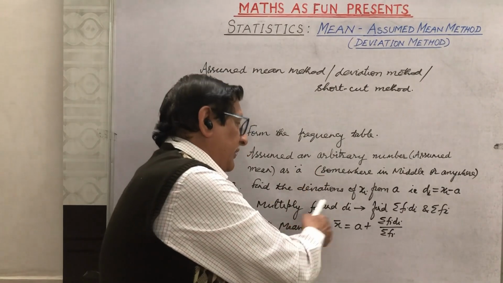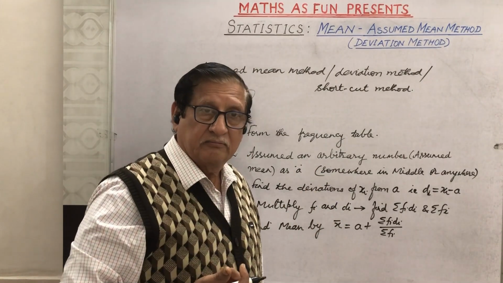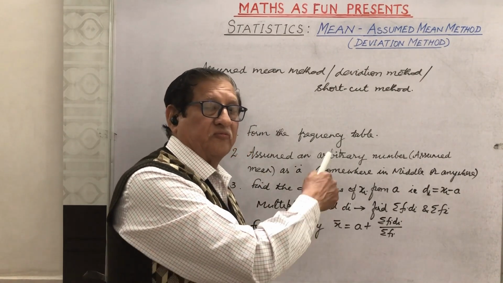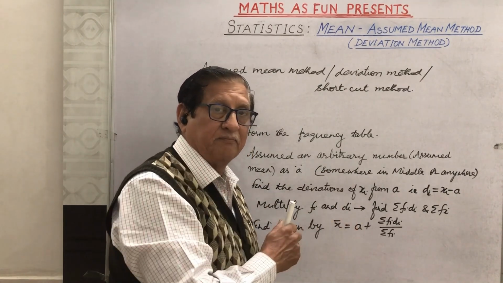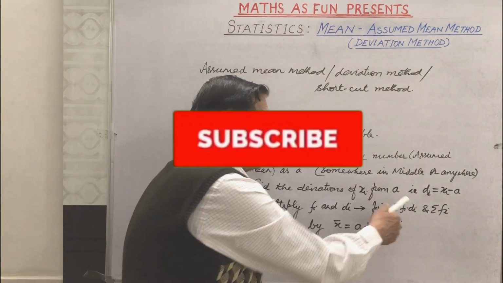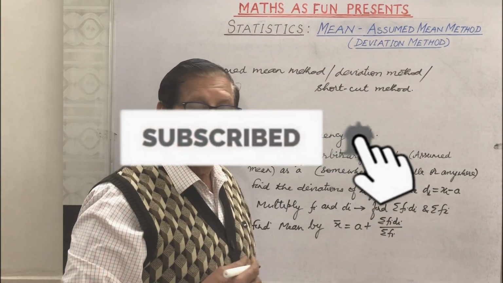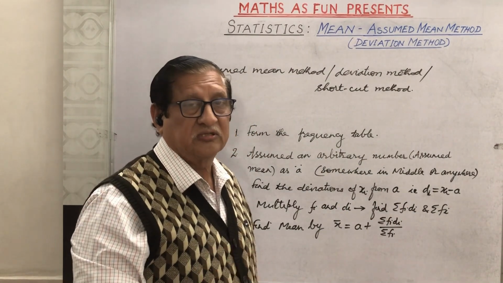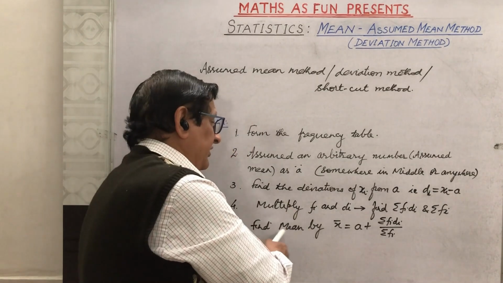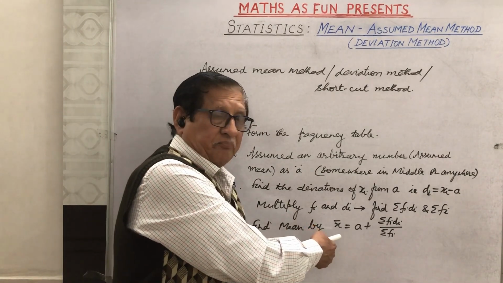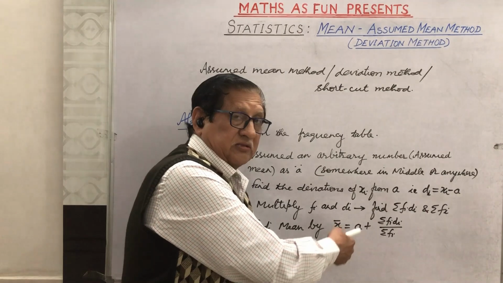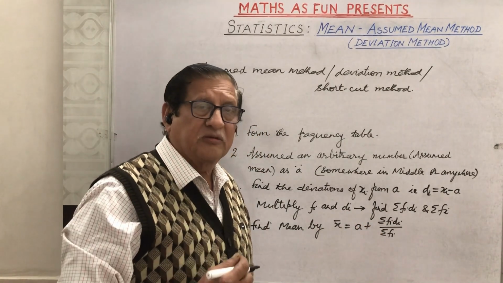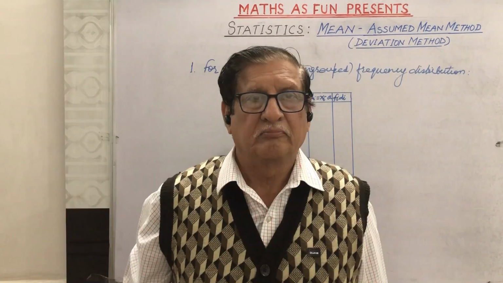Then we will be multiplying fi and di, the frequency to the deviations, and we will find the sum of this product of fi and di, that is represented as sigma fi di. And also we will find the sum of frequency sigma fi, because that is n. And then we will find the mean by applying the formula x bar equals A plus sigma fi di upon sigma fi. We will take some examples based on this now.